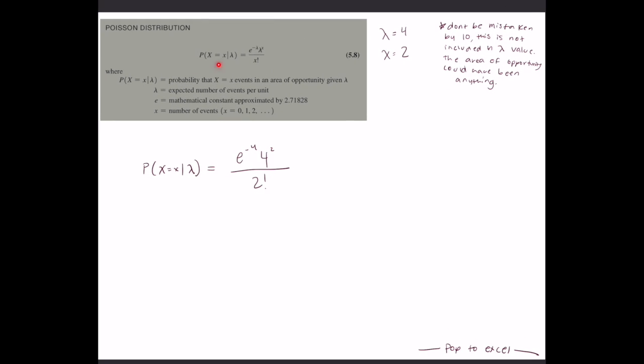Again, we have our formula for Poisson, and as you know, we're not going to calculate it by hand, but I want you to see the inputs. The input for lambda is 4, and the input for x is 2, because the number of times we see the car running a red light in the area of opportunity is 4, and then we're asking what is the probability that there are 2 cars in this area of opportunity. And here is our formula. Now let's pop to Excel.